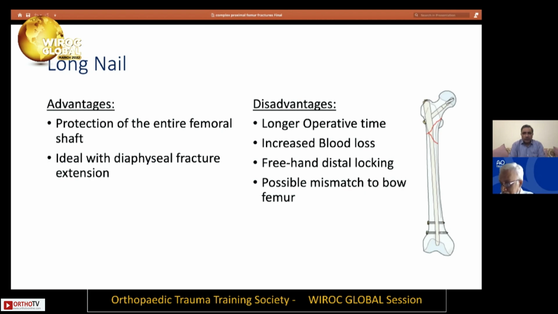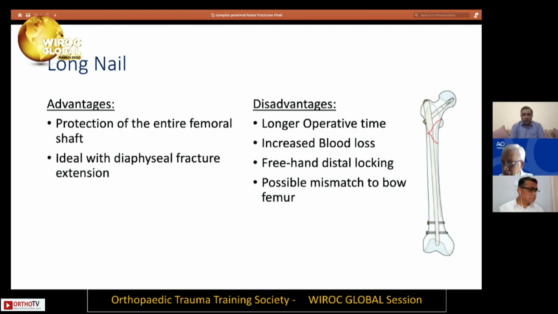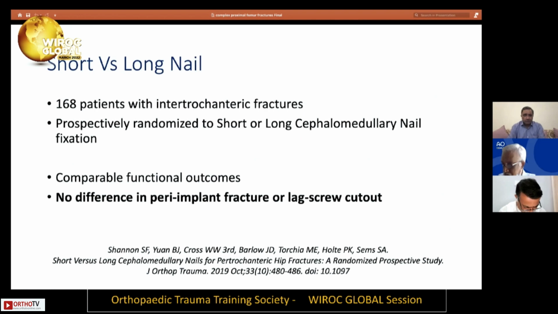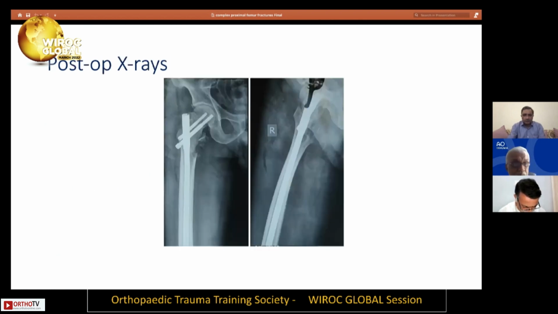But there are certain disadvantages of this nail as well. It takes a longer time to insert this nail. There is slightly increased blood loss. You have to do freehand distal locking, and there is possible mismatch to the femurs, especially in elderly patients. But if you look at the literature, there is no difference as far as the functional outcome is concerned if you use a short nail or a long nail. And there is also not much of a difference in peri-implant fracture or lag screw cutout.